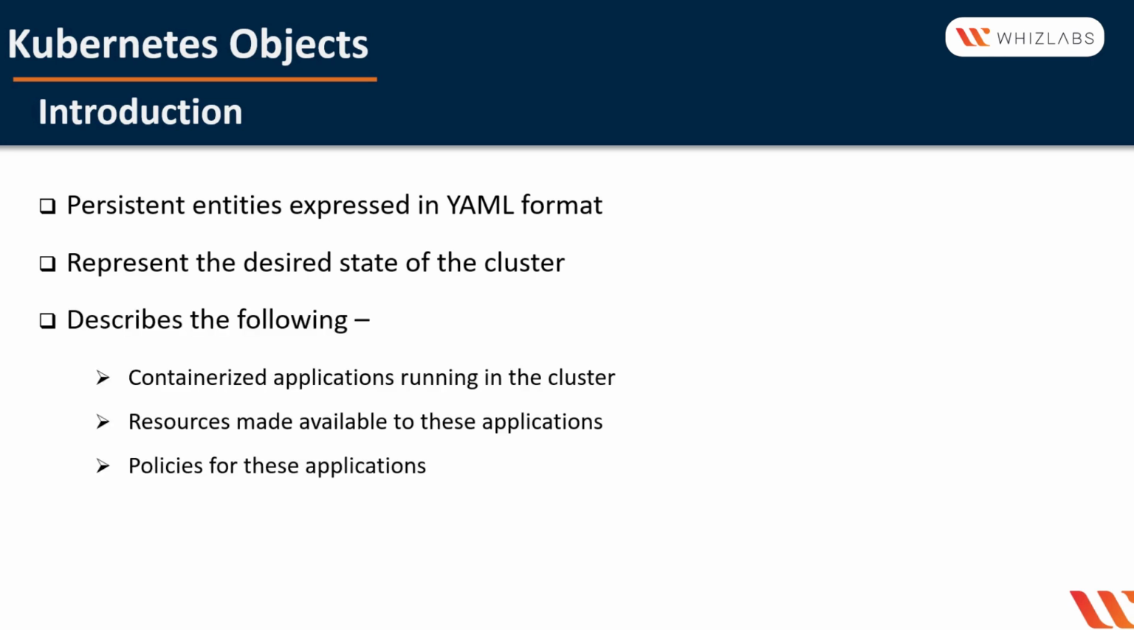Objects describe the following from the perspective of a Kubernetes cluster: what containerized applications are running in the cluster and on which nodes they are running, the resources made available to these applications, and the policies around how those applications behave, such as restart policies, upgrades, and fault tolerance.